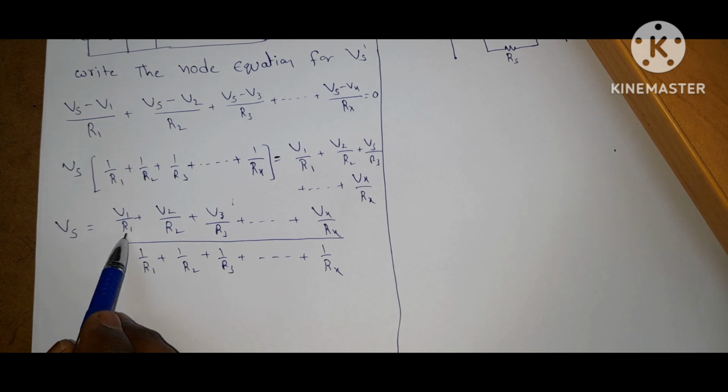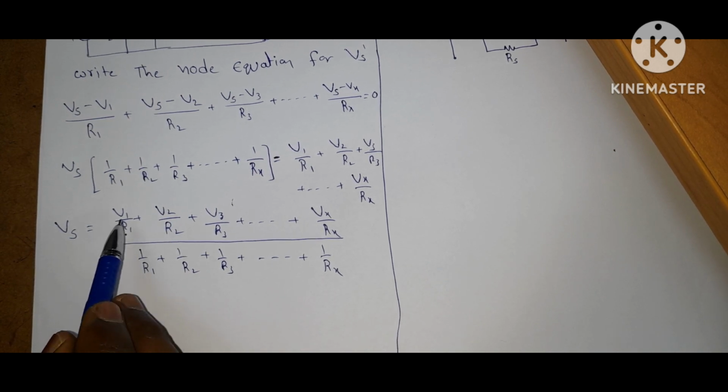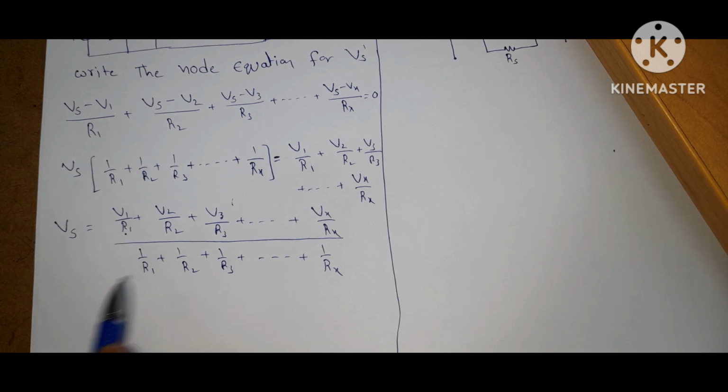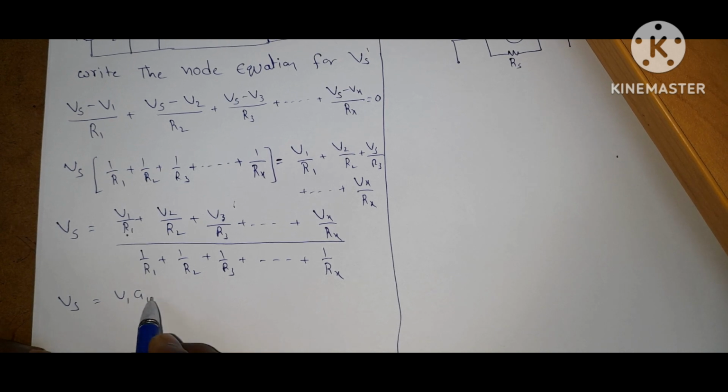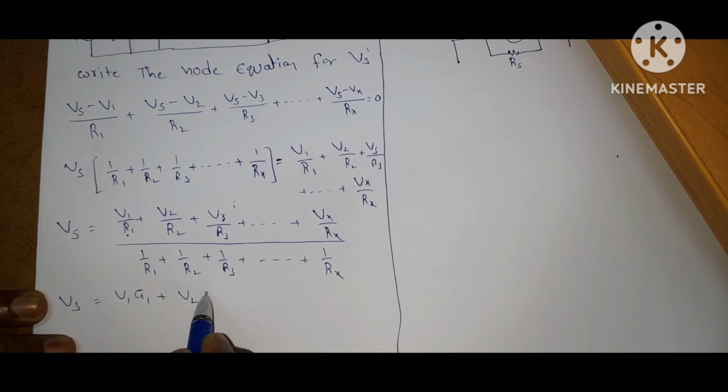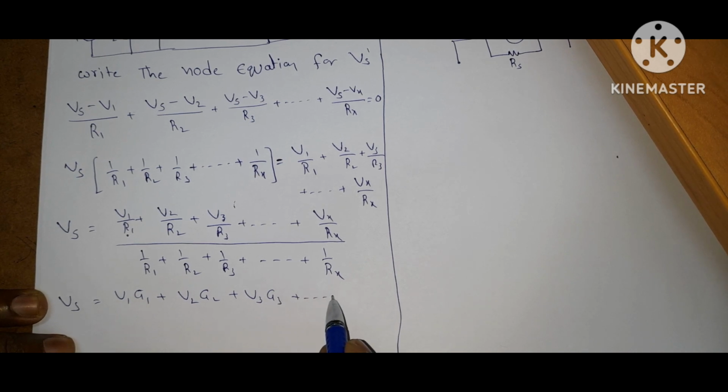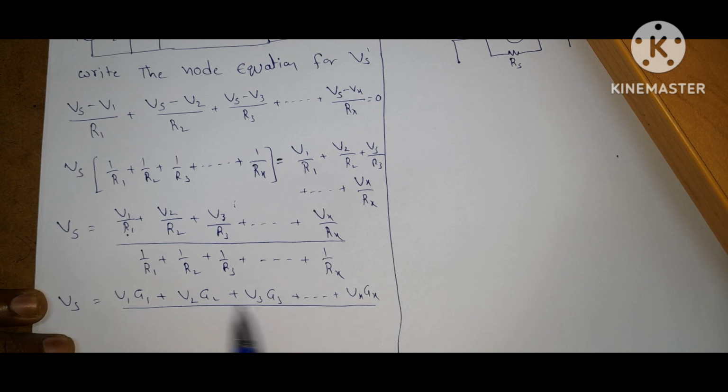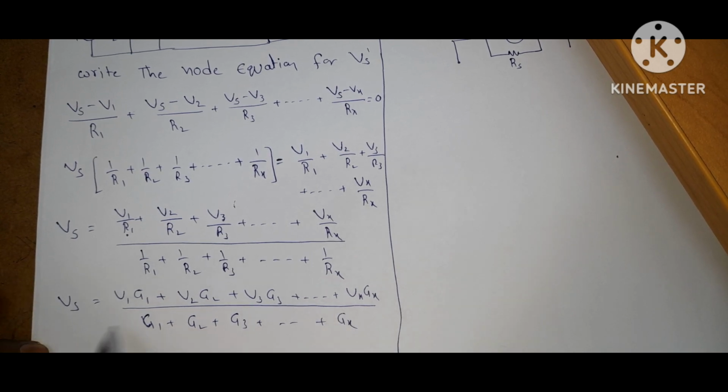Here this is resistance. 1 by resistance means conductance. It is reciprocal of resistance is nothing but conductance, that is denoted with G. So Vs is equal to V1 G1 plus V2 G2 plus V3 G3 plus and so on Vx Gx divided by G1 plus G2 plus G3 plus and so on plus Gx. So this is Vs.